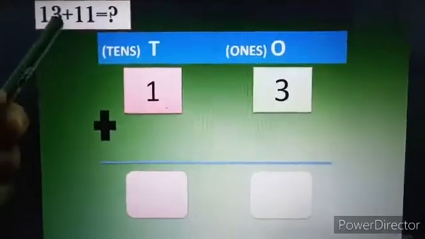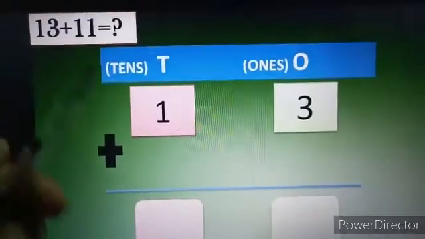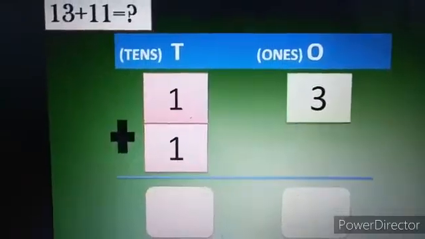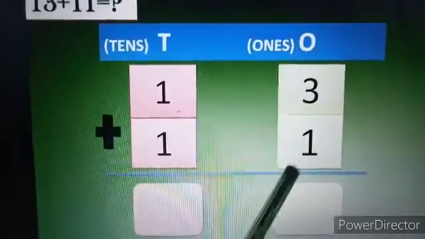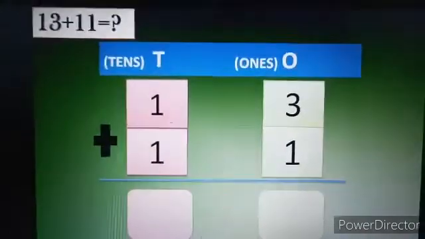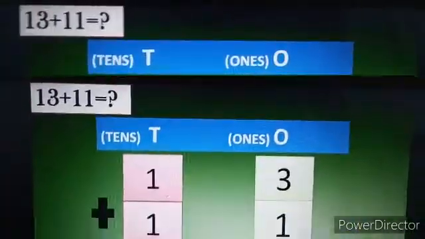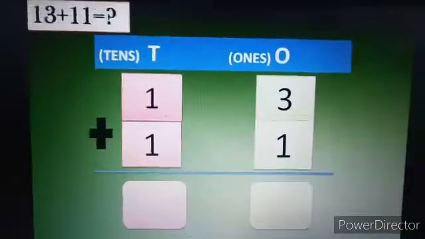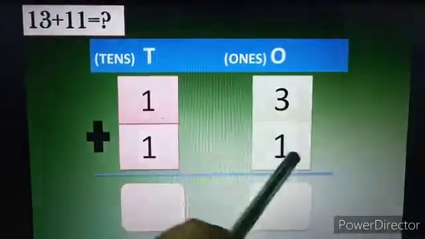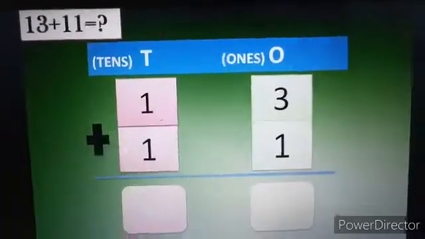Understood? Then after that, what symbol is there? Plus symbol. We will give the plus symbol, and after that what number is there? 11. How will we write it? 1 in the tens place and the next 1 in the ones place. Understood? Like this we first place them in their respective rooms. Okay, after that we will calculate. So children, always remember that we need to add the digits in the ones room first. We will never add the digits in the tens room first.